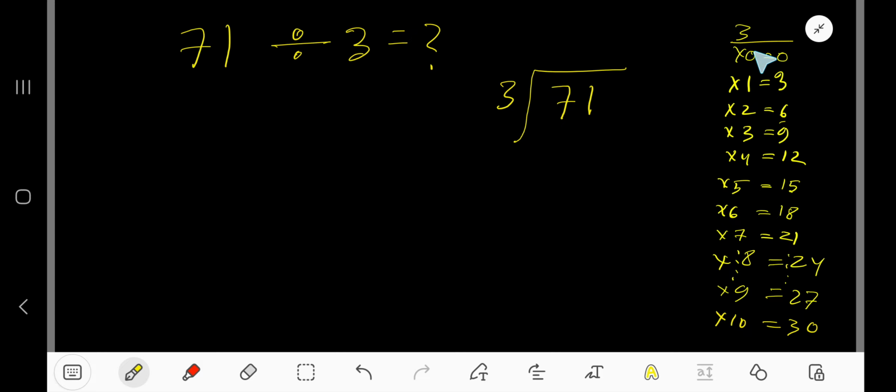To find the multiplication table of 3, just start with the previous step. 0 plus 3 is 3, 3 plus 3 is 6, 6 plus 3 is 9, 9 plus 3 is 12, 12 plus 3 is 15, 15 plus 3 is 18, 18 plus 3 is 21.